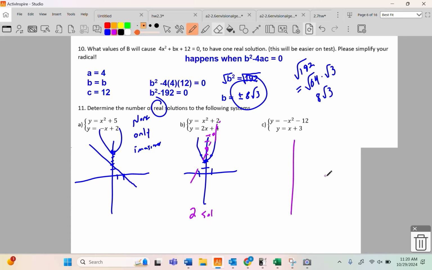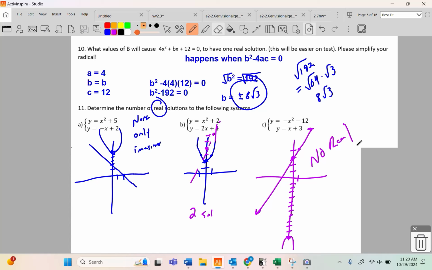Last one is y equals x plus 3. I'm going to do the line first. We rise 3, then we rise 1 and run 1. Looks something like that. And then we have negative x squared minus 12. 12 would be down here, and it's negative, so it opens down. No real. Not a single real solution.